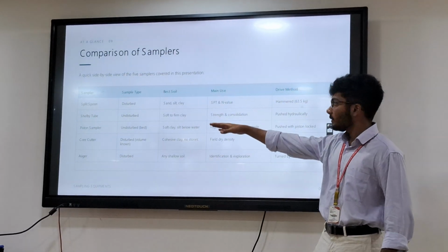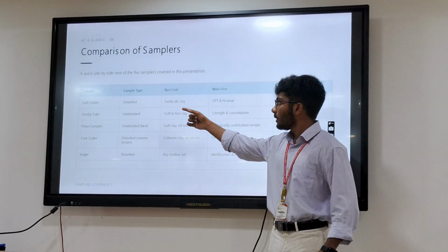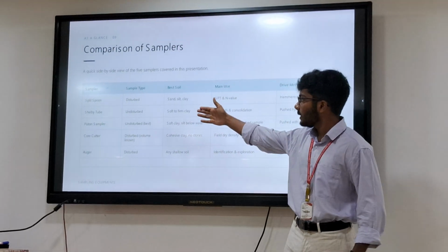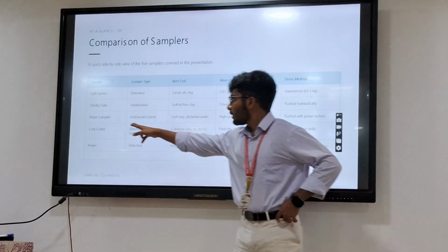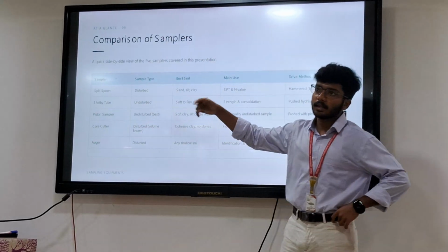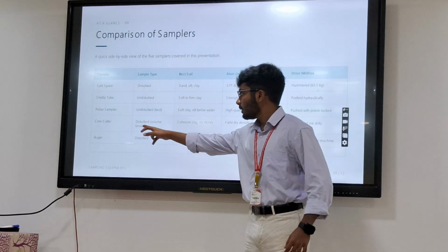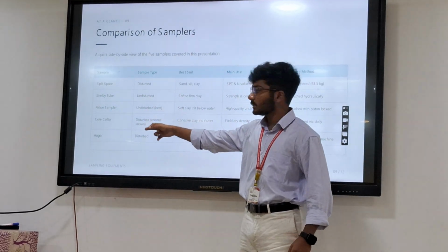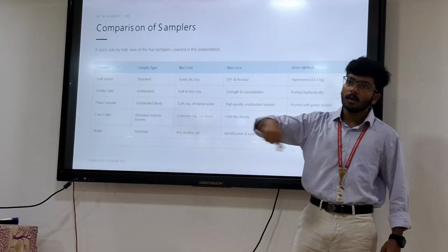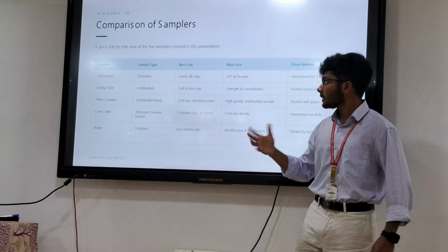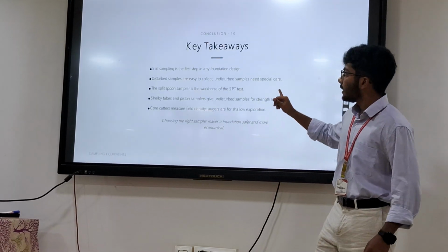These are the comparisons between the samplers that we talked about. The split spoon sampler, disturbed; Shelby, undisturbed; piston, undisturbed. Undisturbed, yes, this is because it lowers the sample below the water table. Pore cutter is disturbed because of the vibrations around it, and auger is disturbed because we screw it into the soil and the soil structure doesn't stay the same.